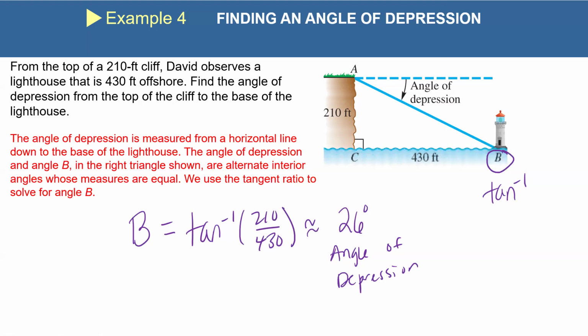The biggest difference here is for angle of depression, instead of using the angle on the outside, make note that you're going to be using the angle on the inside, the alternate interior.